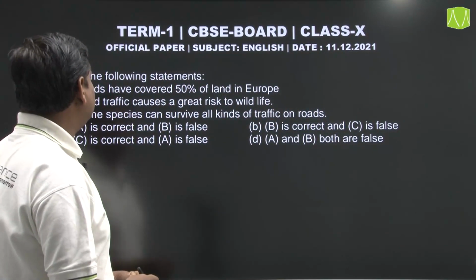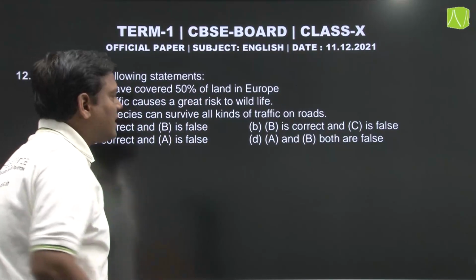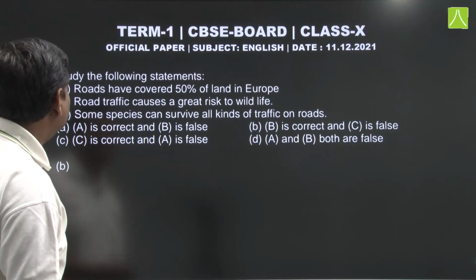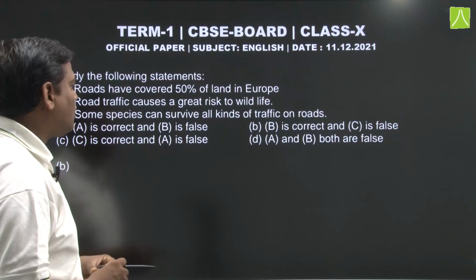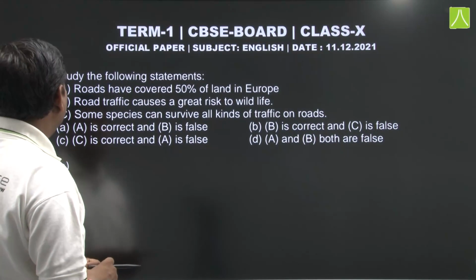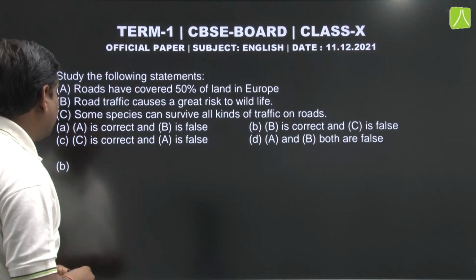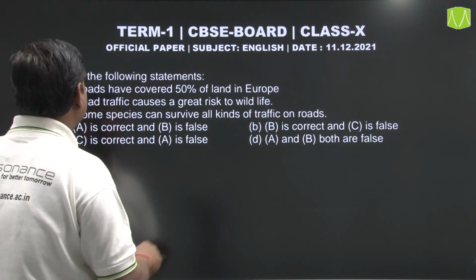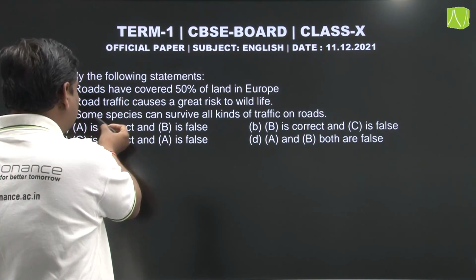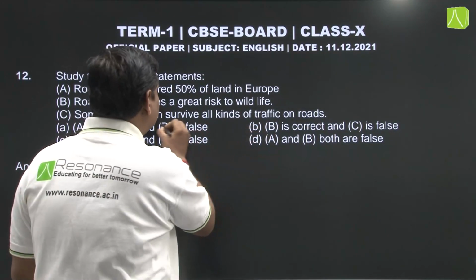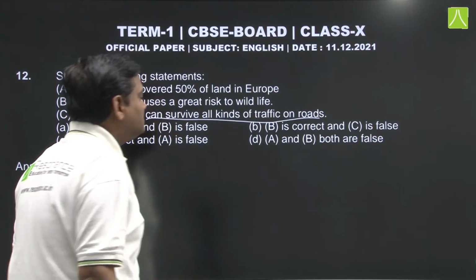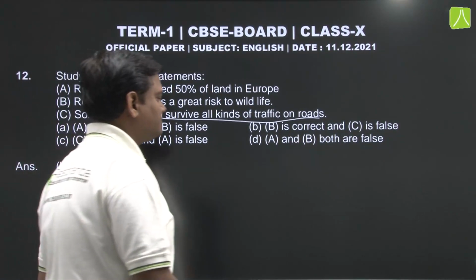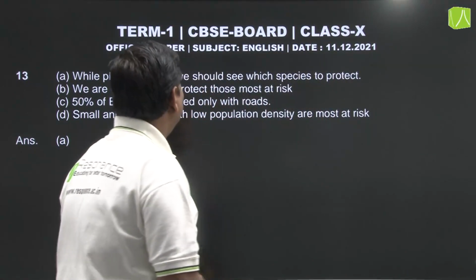Now, study the following statements. Roads have covered 50% of land in Europe. Road traffic causes a great risk to wildlife. Some species can survive all kinds of traffic on roads. So, we have to find out correct and false. B is correct and C is false. It is saying that some species can survive all kinds of traffic on roads. No, this is not logical. So, option C is false. B is correct. Next question.